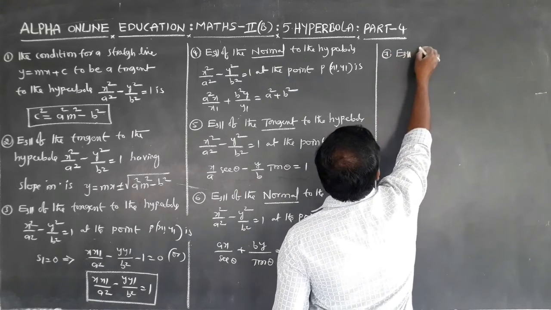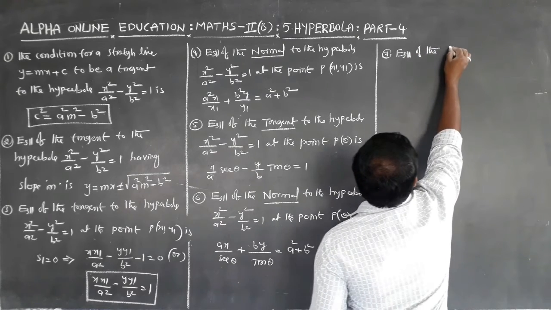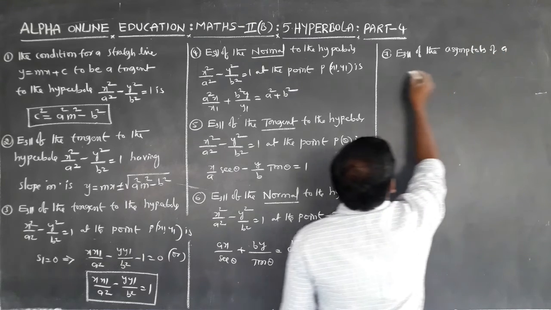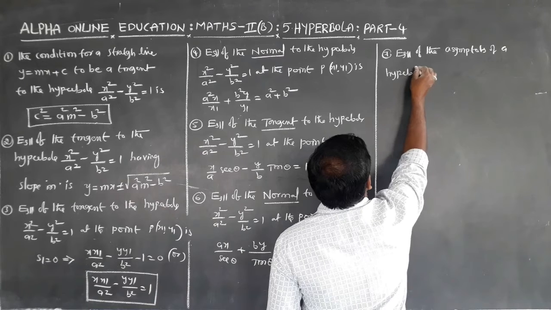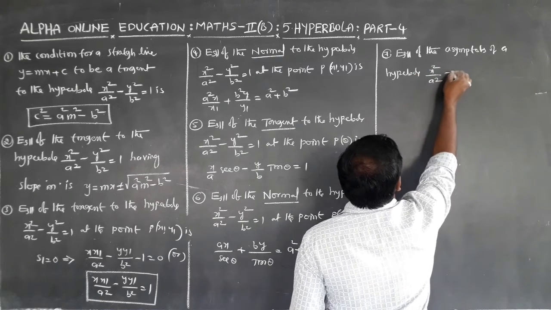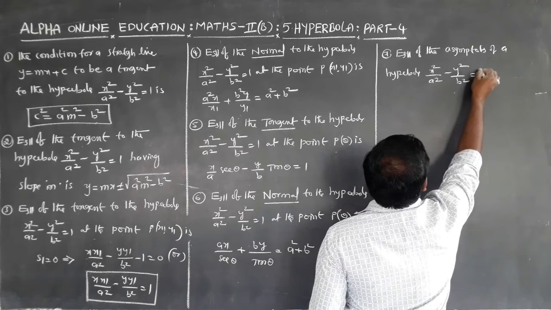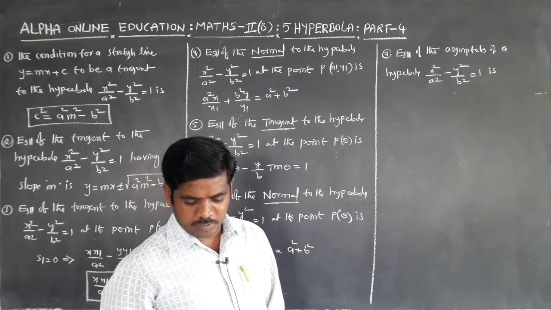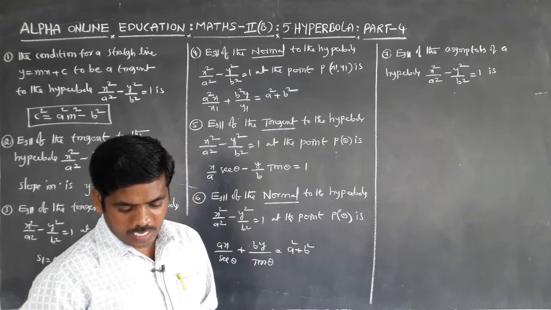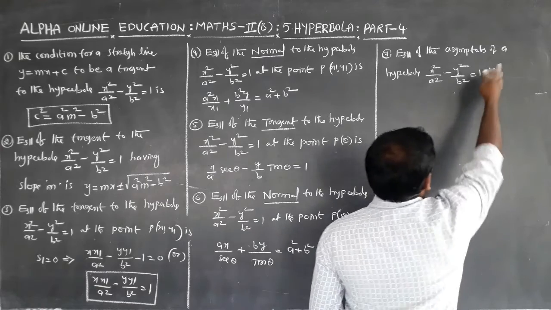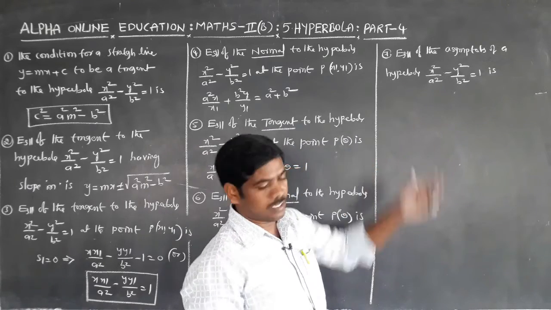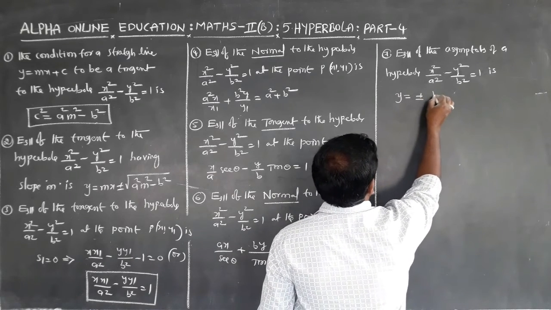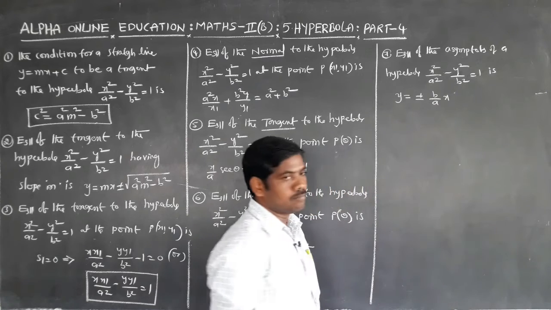Equation of the asymptotes of a hyperbola x square by a square minus y square by b square equal to 1. The equation of the asymptotes of the hyperbola x square by a square minus y square by b square equal to 1 is y equal to plus or minus b by a x.